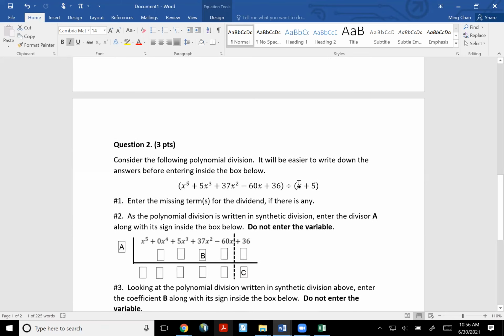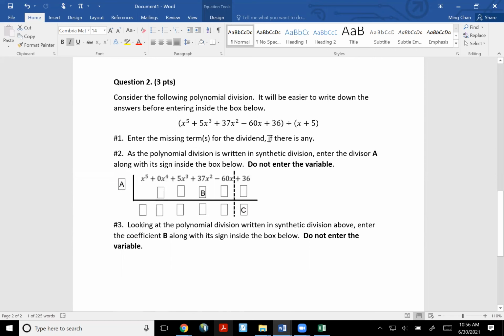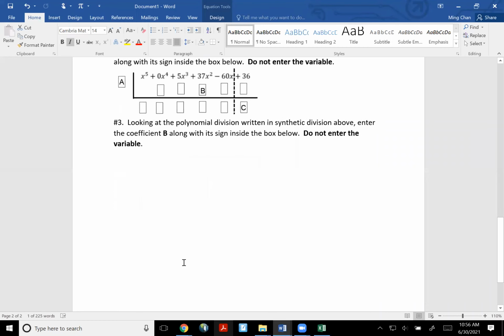All right, number 2, synthetic division. Okay, enter the missing term for the dividend. And the missing term here has got to be 0x to the 4th power. All right, 5, 4, 3, 2, 1, 0. So for number 2, I kind of already filled that in for you. The missing term you have is 0x to the 4th power. Now, as the polynomial division is written in synthetic division form, for number 2, enter the divisor. Okay, not the factor form. You've got to set it equal to 0 and solve for x. Then that will be your divisor. All right, work it out and tell me what this coefficient b is for number 3. Okay, that's all you really have to do.